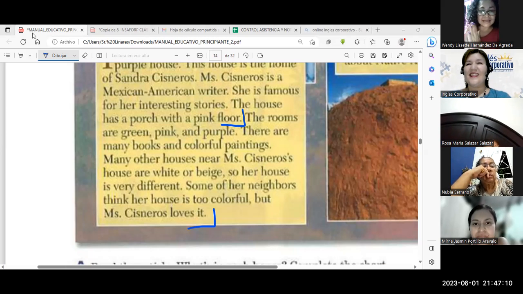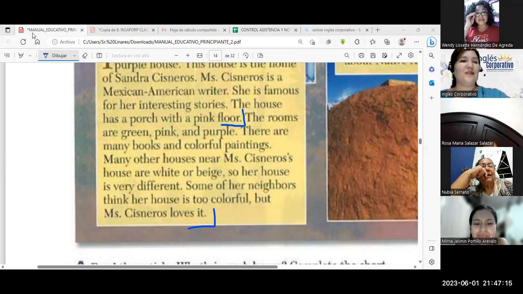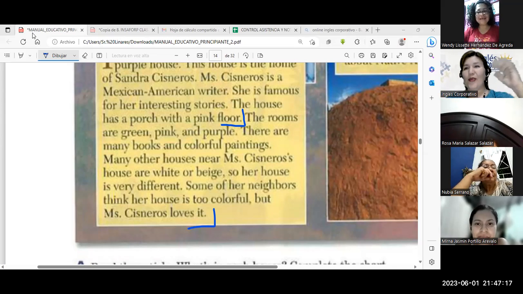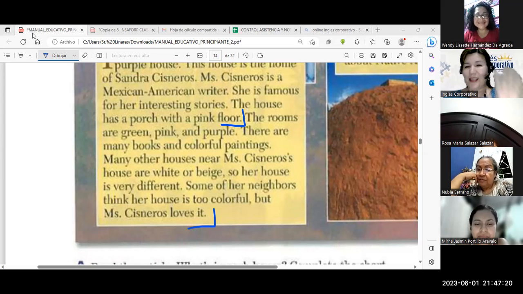A pesar que casi no veo. No, I know, and the book is very horrible, sorry. El manual está como medio borroso, así que no es su lente.